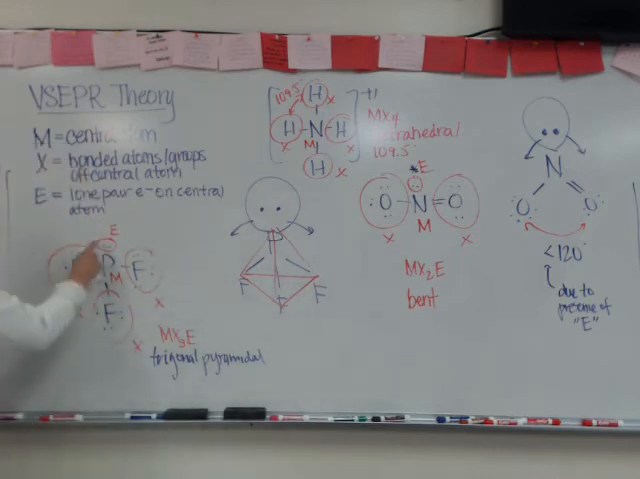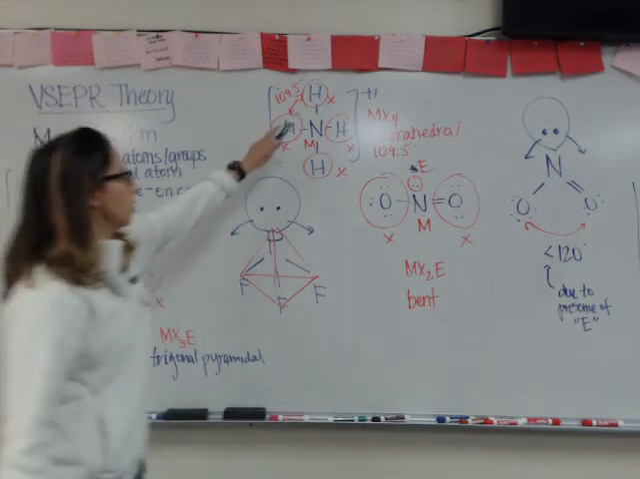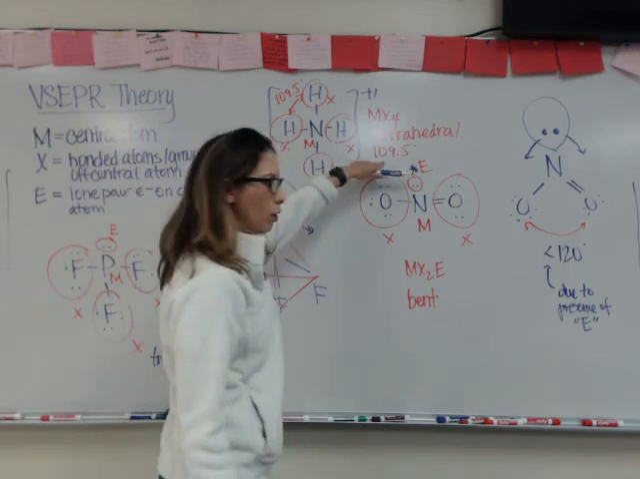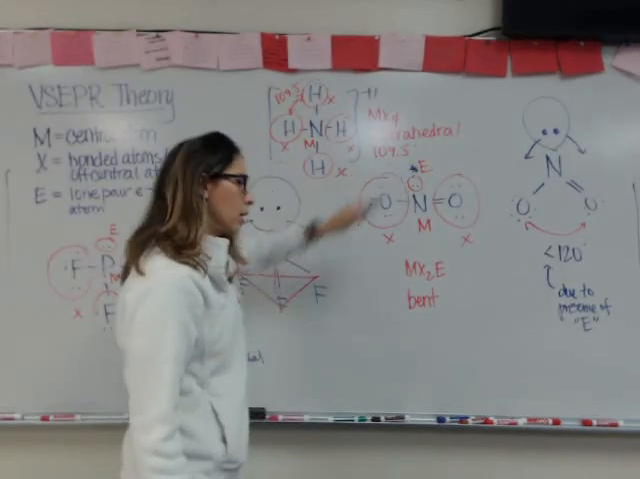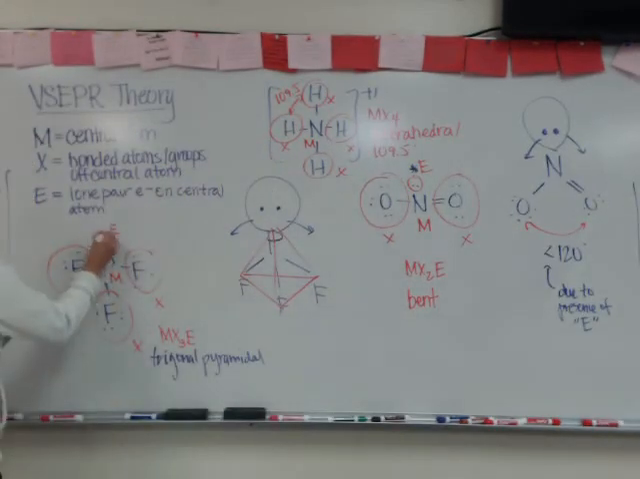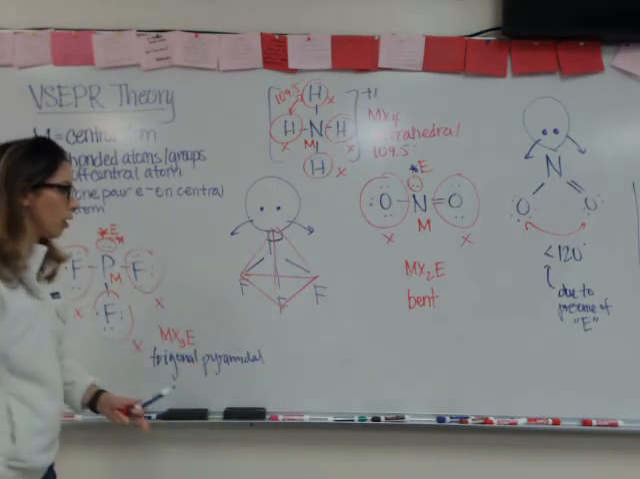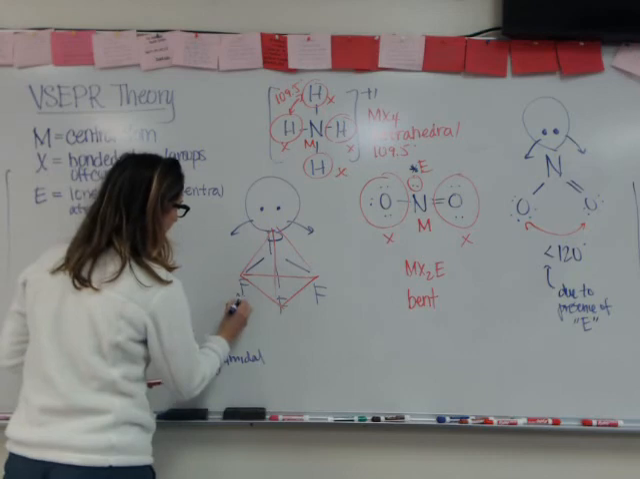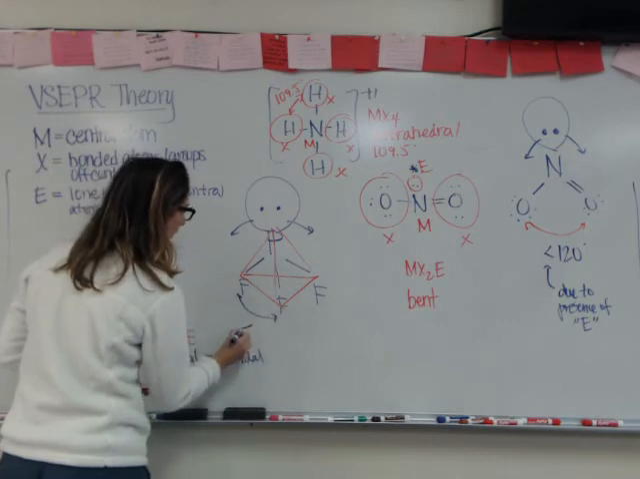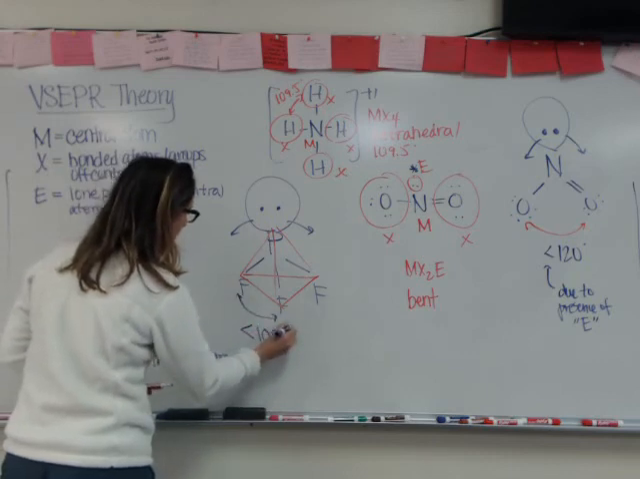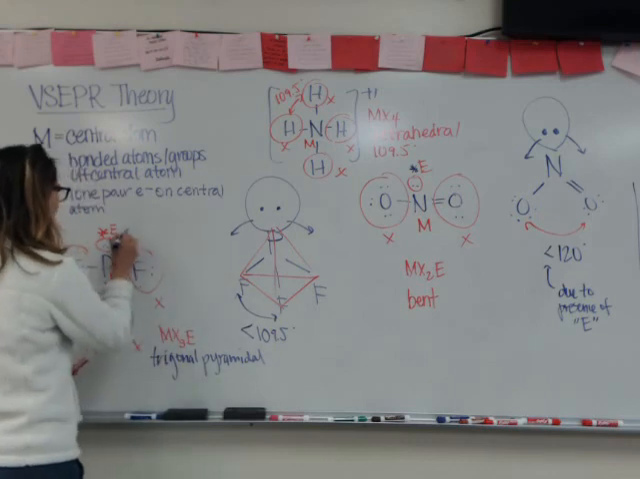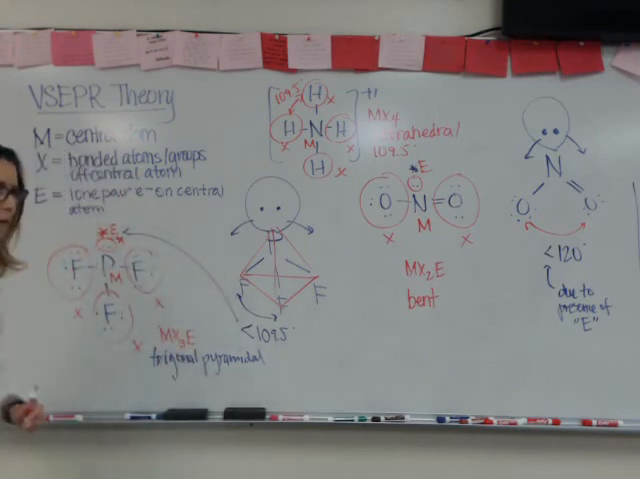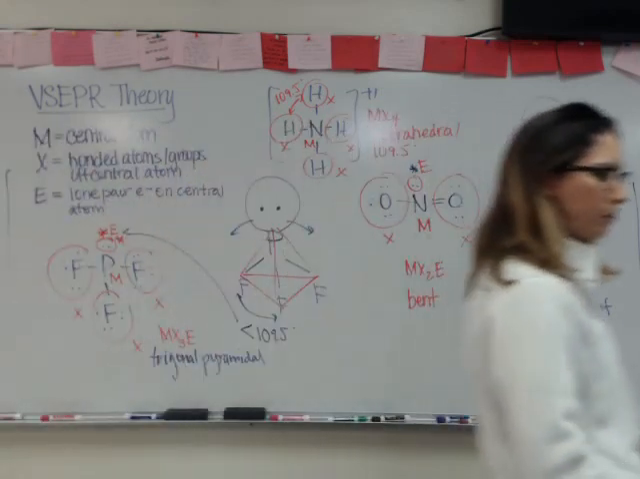Now, when I have 4 things on a central atom, generally speaking, my bond angle is 109.5. But since I have a lone pair of electrons present and it pushes the bonded groups away more, that means that my bond angle here is going to be less than 109.5. And that is due to the presence of the E, or the lone pair of electrons.